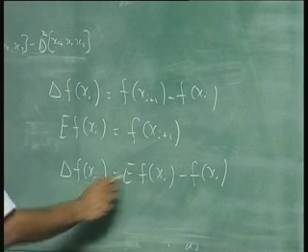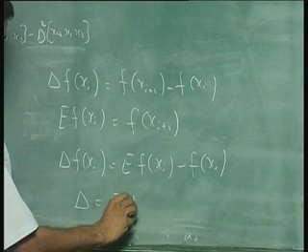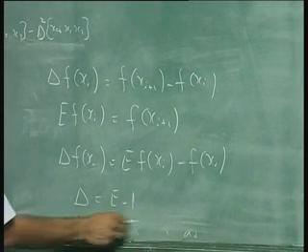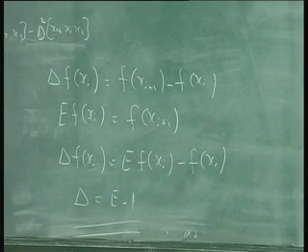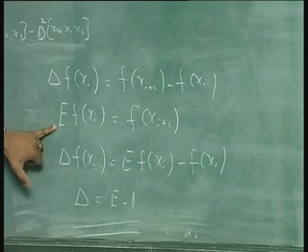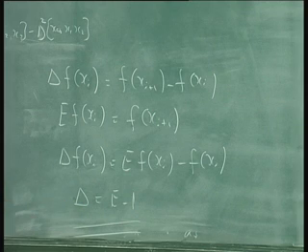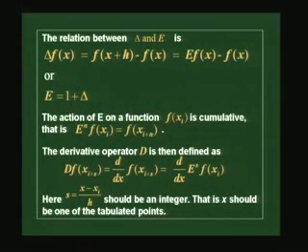Now we have a relation that delta is equal to E minus 1, or E equal to 1 plus delta. That's the relation which we get. So we have a stepping operator E which is related to delta by this formula, E equal to 1 plus delta, or delta equal to E minus 1. So that's what we are going to use. We have this stepping operator which is 1 plus delta.